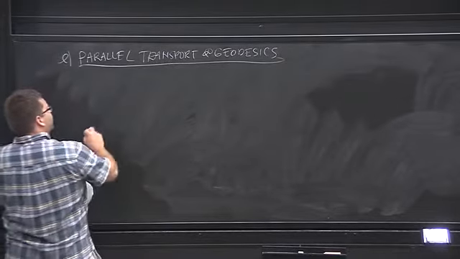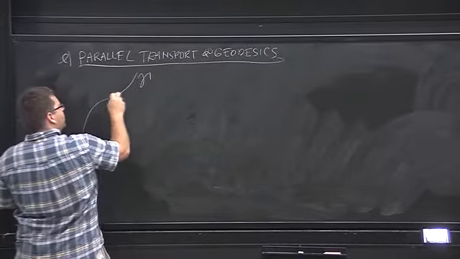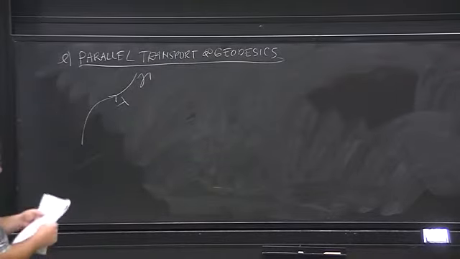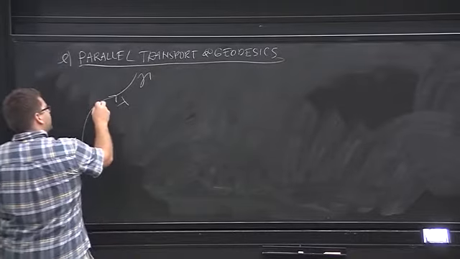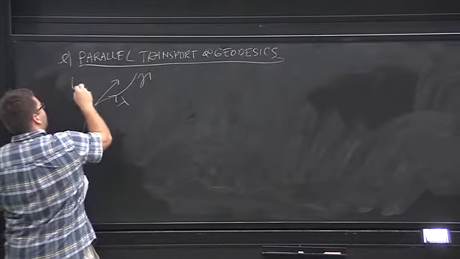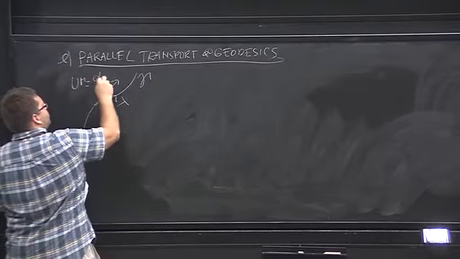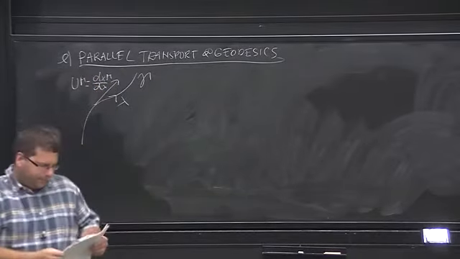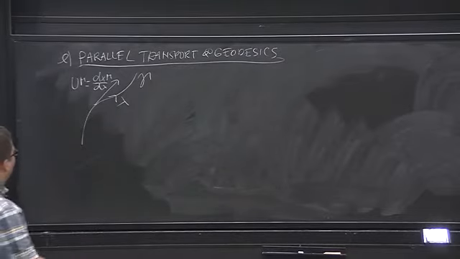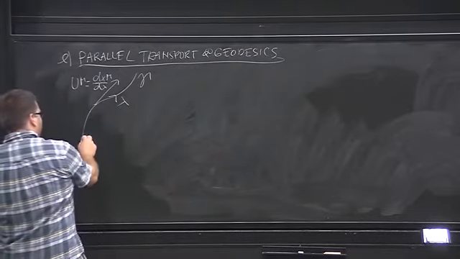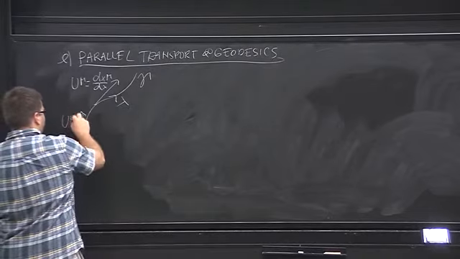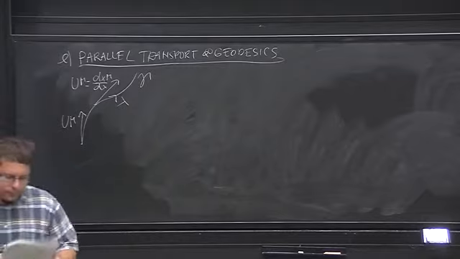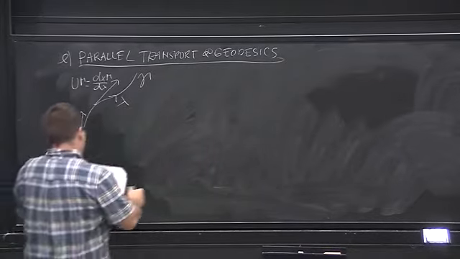So we consider a curve gamma, which you parameterize by some parameter lambda. And then this curve gamma has the tangent vector u mu, which is dx mu over d lambda in some coordinates. So that's the setup. So u mu is the tangent vector to this curve. Then definition.